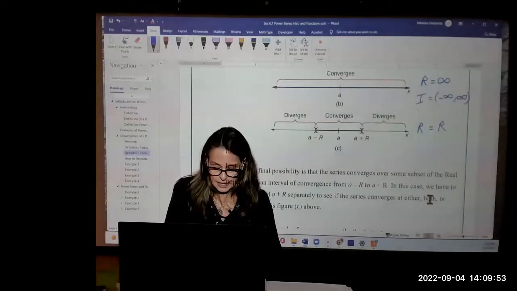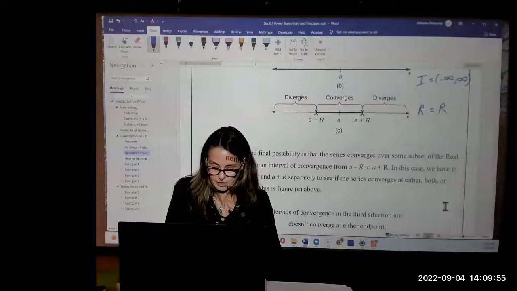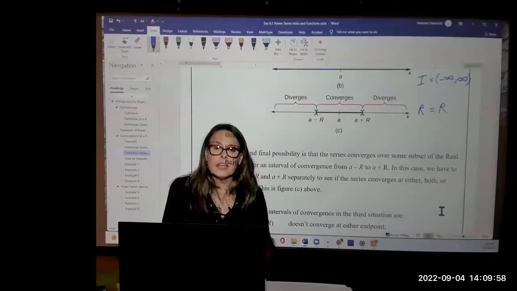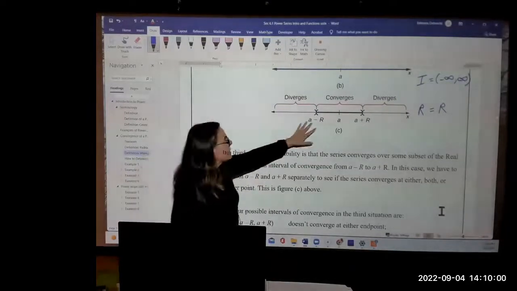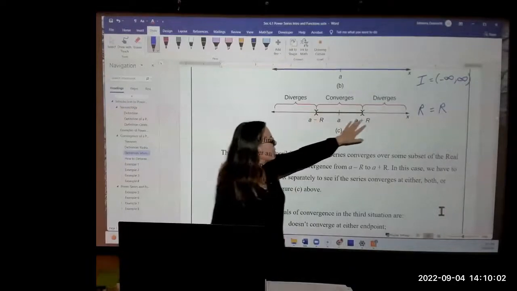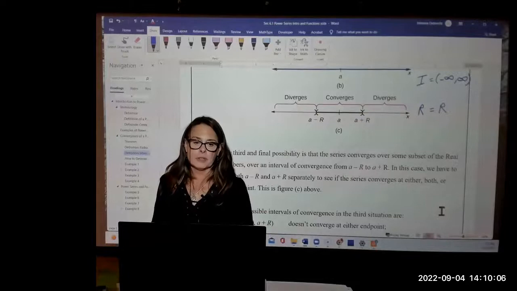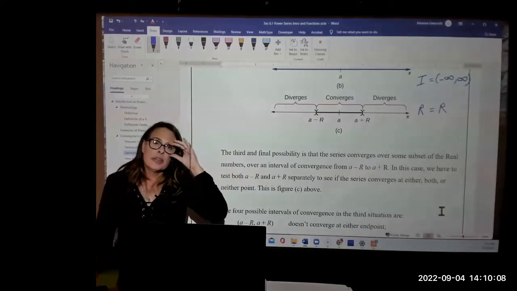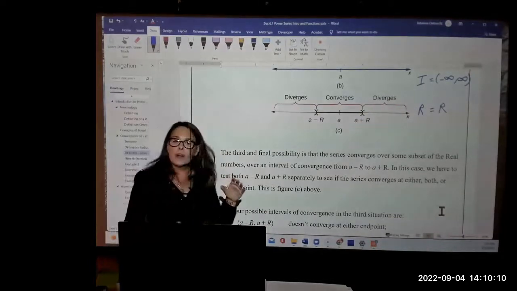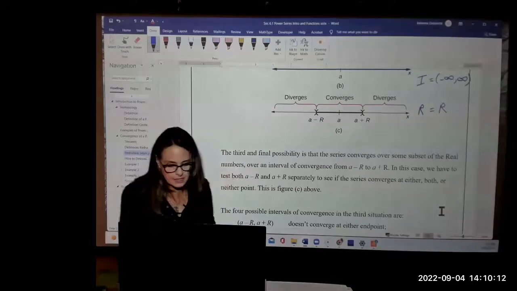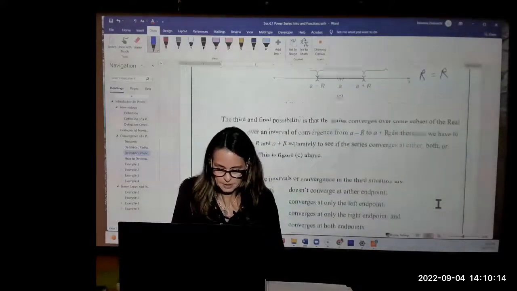Now, what about the interval of convergence? Well, the interval of convergence, again, we don't know what happens at these endpoints, A minus R and A plus R, and we have to determine that separately. Now, when we determine that separately, there are 4 possibilities. So let's take a look at the 4 possibilities.